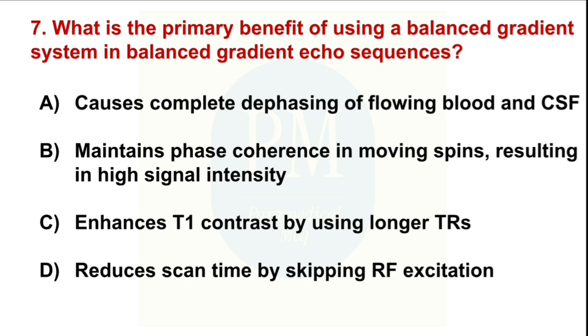What is the primary benefit of using a balanced gradient system in balanced gradient echo sequence? Option A. Cause complete dephasing of flowing blood and CSF. Option B. Maintains phase coherence in moving spins, resulting in high signal intensity. Option C. Enhances T1 contrast by using longer TRs. Option D. Reduce scan time by skipping RF excitation. The correct option is option B. Maintains phase coherence in moving spin, resulting in high signal intensity.